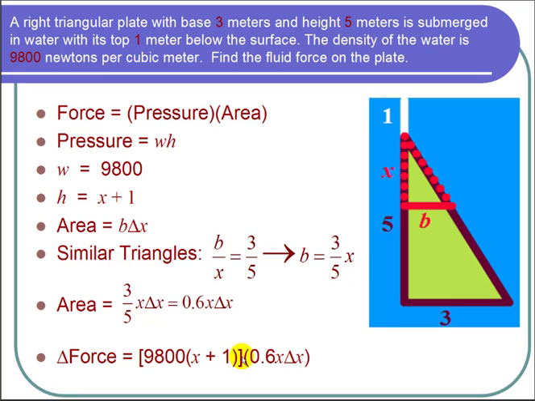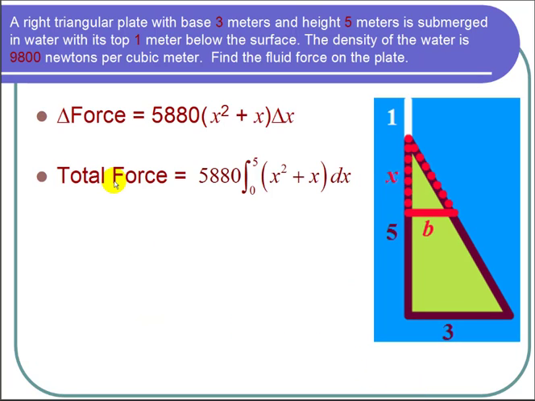Now we can look at the force. We could look at the force on this small cross-section, and that's going to be the pressure times the area. The pressure was wh. w is 9,800. h is x plus 1. And then the area was 0.6x delta x. There's our force exerted on the cross-section by the water. Now let's continue, and we can write this as 5880. I multiplied 9,800 by 0.6, and then I multiplied x by x plus 1 to get x squared plus x, and then delta x.